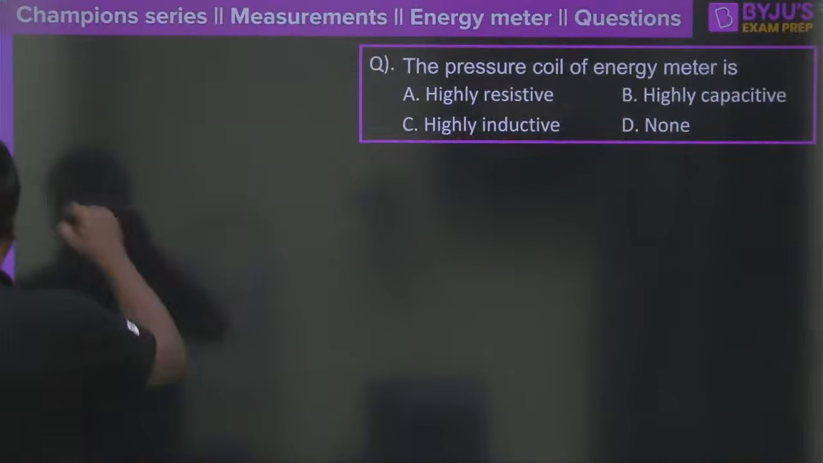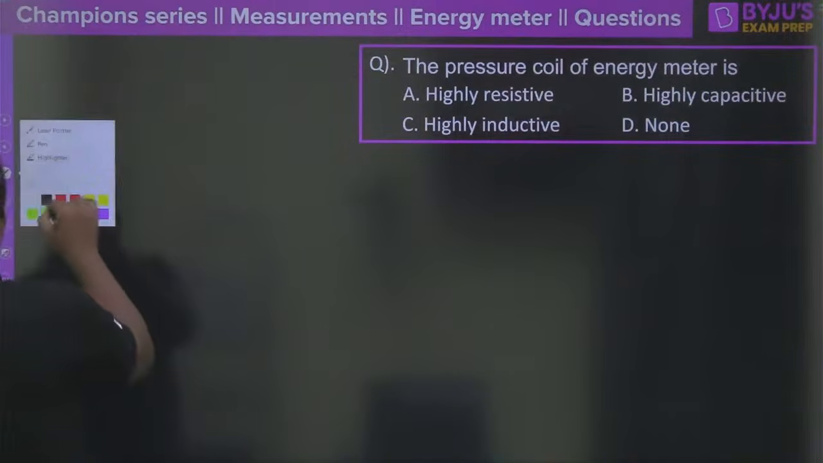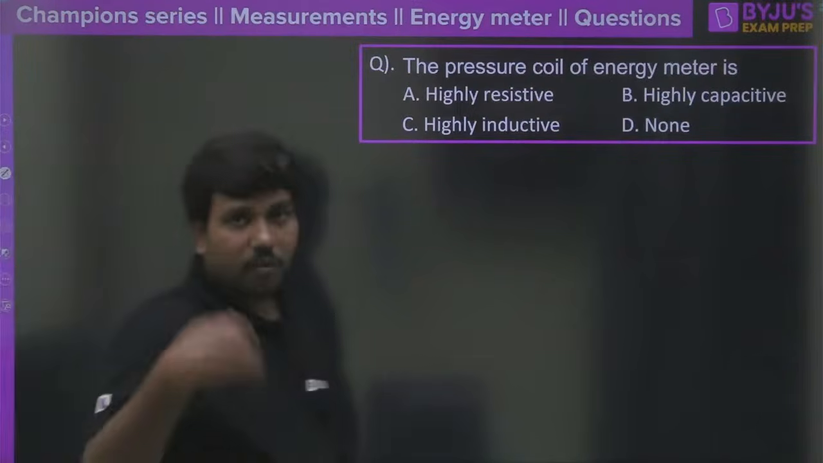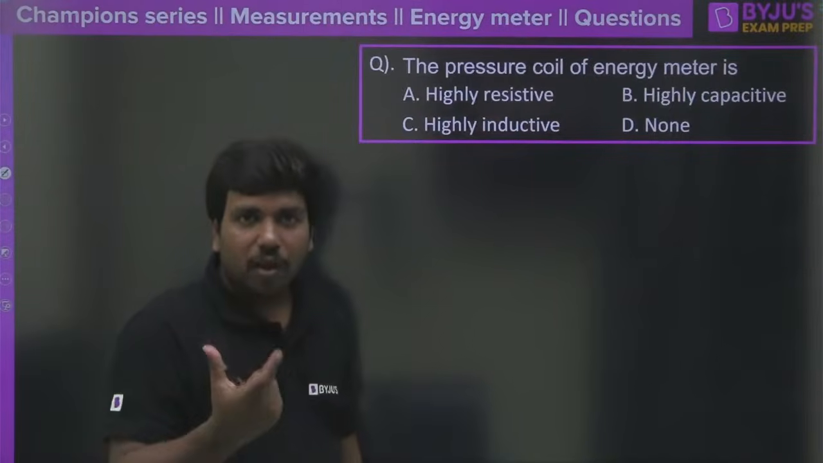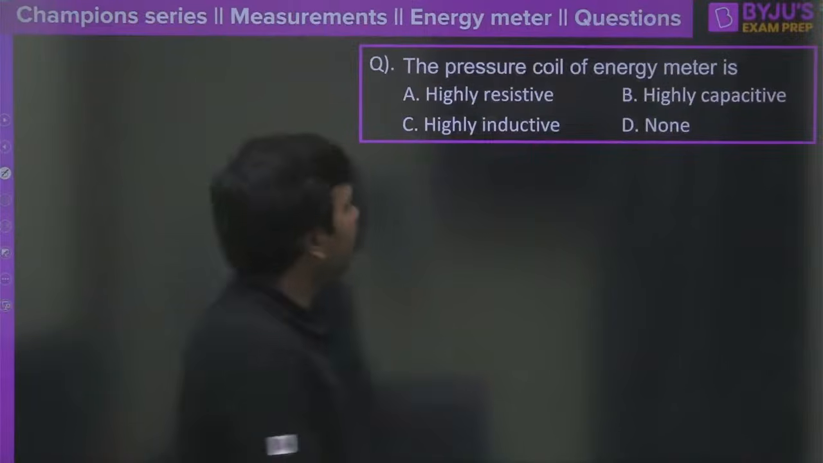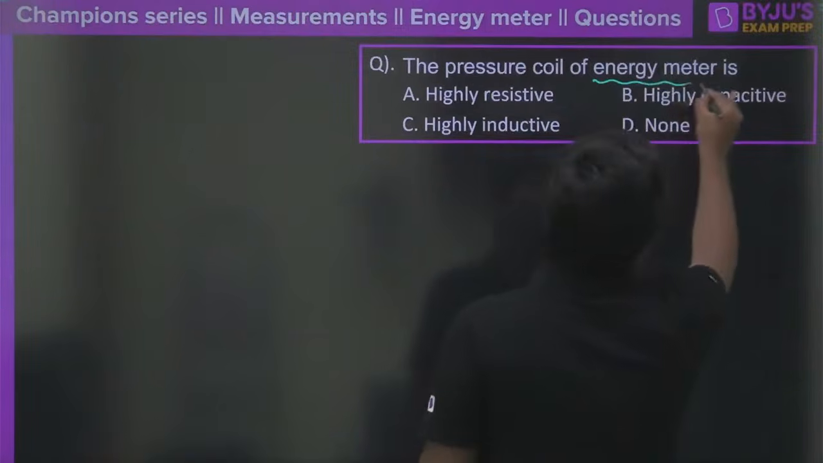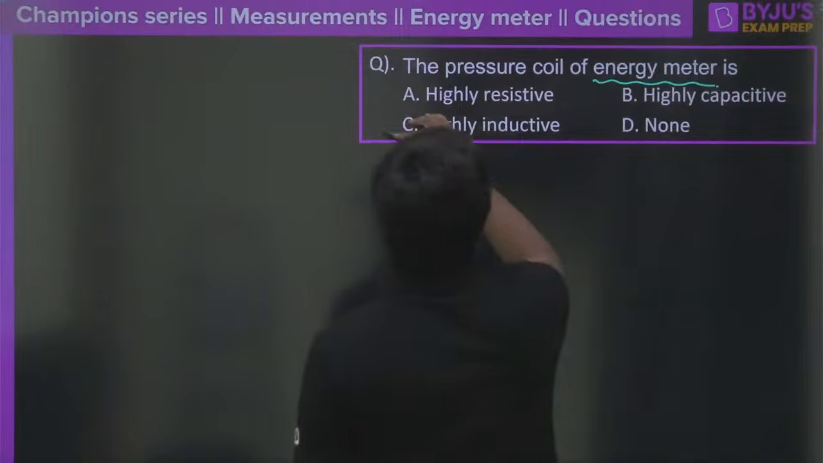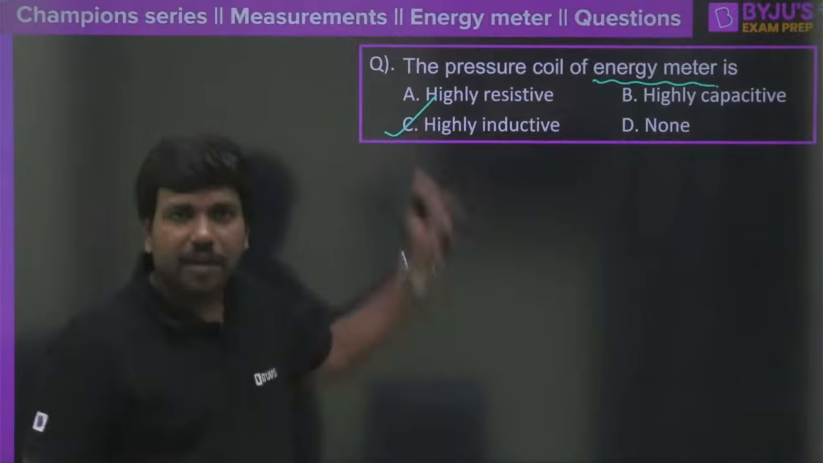Of course, I have already informed you about this one, right? So I told you about this point. In case of a wattmeter, the pressure coil or potential coil must be highly resistive. But in case of an energy meter, the pressure coil must be highly inductive. Clear? It should be highly inductive.